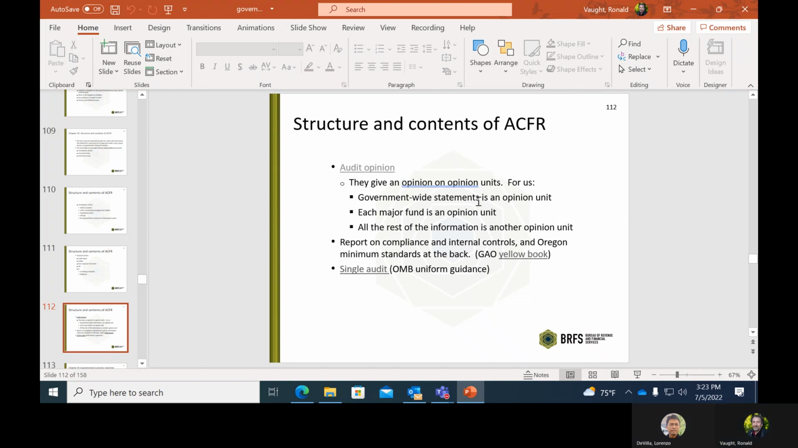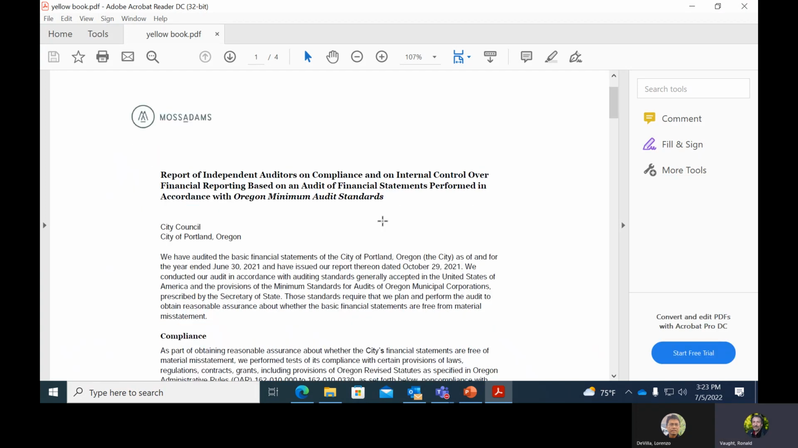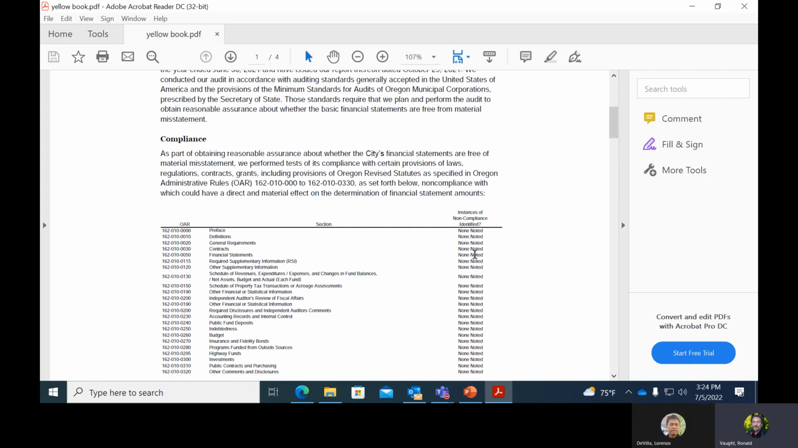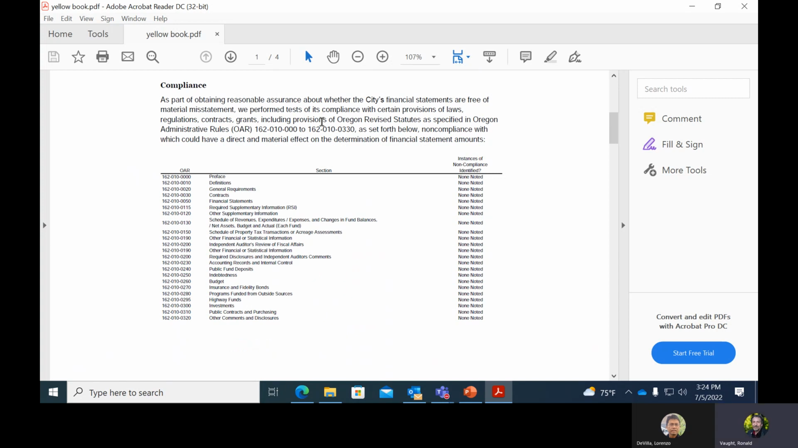And that's what we're getting to here. So this one is in the very back of the book, and this is where they talk about compliance and internal control over financial reporting, audit statements. And really, they cover a couple things here, because they're not only trying to deal with what GAO is requiring, but the state of Oregon has what is called the minimum standards. And they also have to make an assertion here as to whether we complied with the minimum standards, and that covers stuff like budgetary compliance.